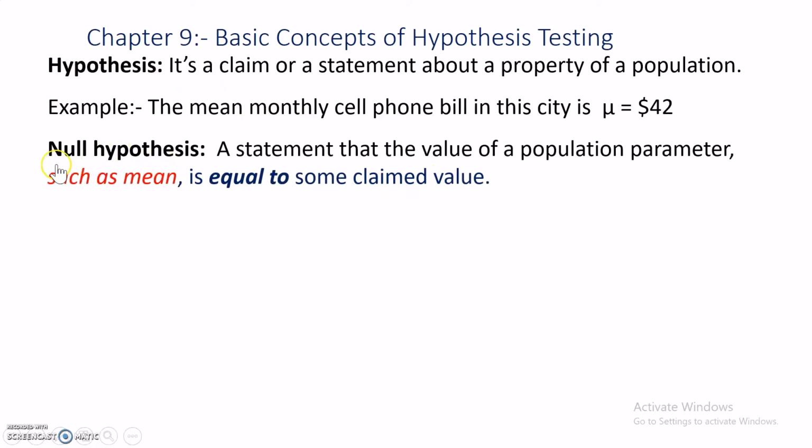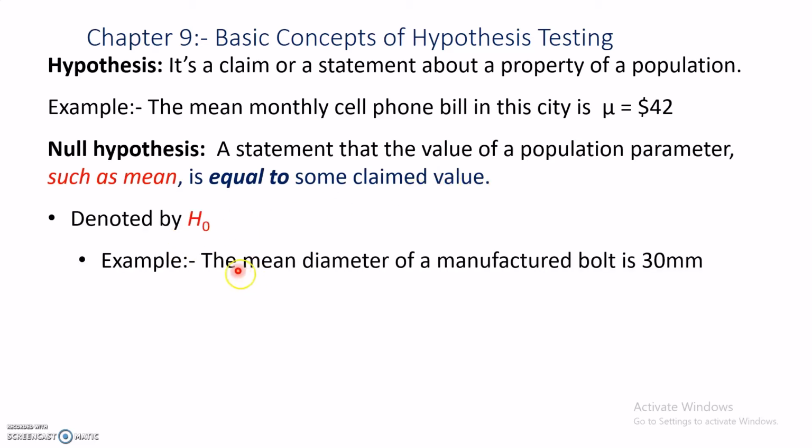So first, what is a null hypothesis? Every hypothesis test starts with a null hypothesis. What is a null hypothesis? It is a statement that the value of a population parameter, in this case a population mean, is equal to, and that's important, some claimed value. For example, let's see that.